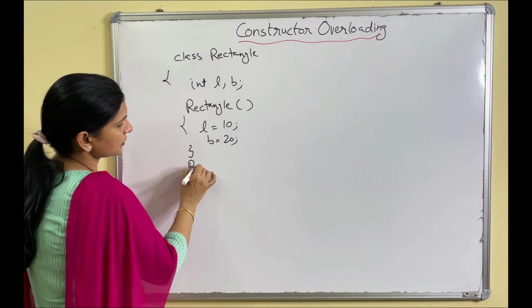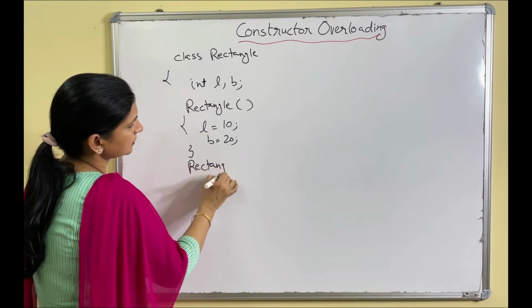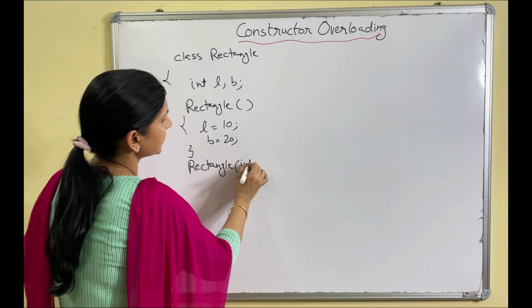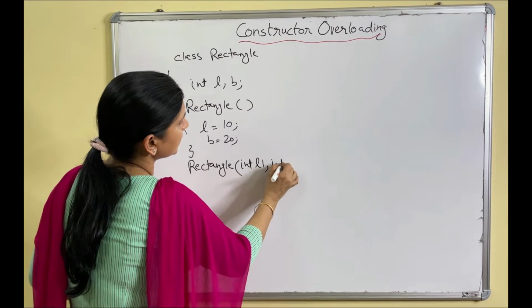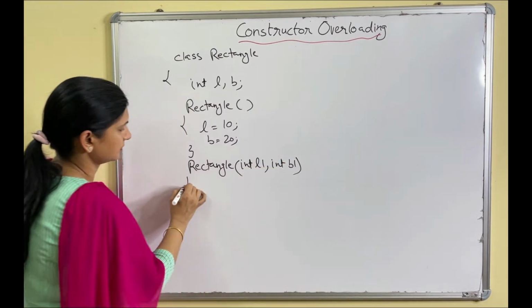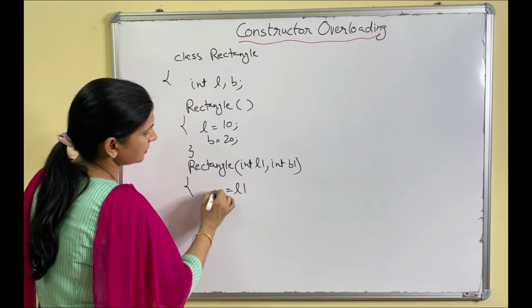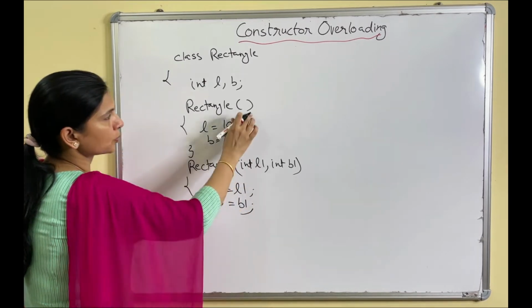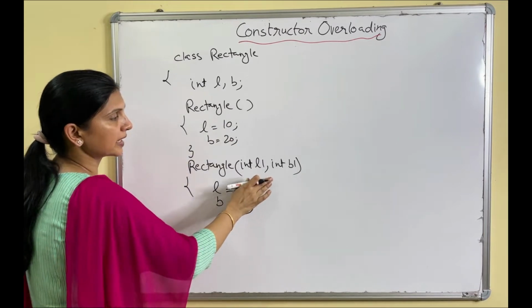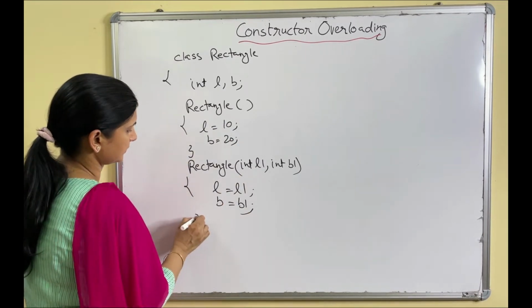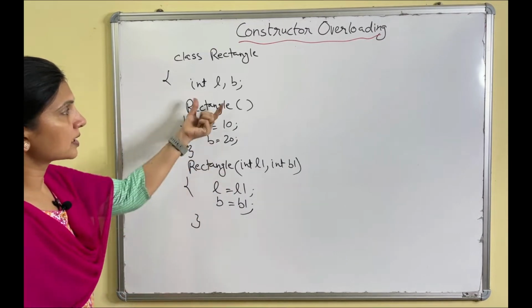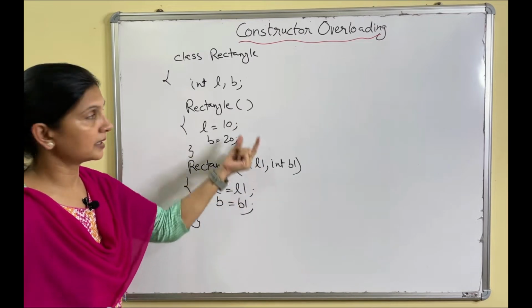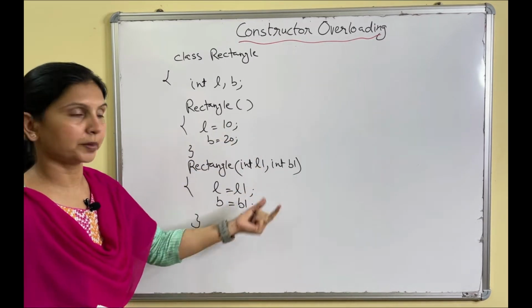One more constructor I will take, but with parameters, and as parameters here I am taking int L1, int B1. L1 will be assigned into L and B1 will be assigned into B. So one is non-parameterized, and in this we have passed two parameters. So this is also constructor overloading. Constructor name is the same but with a different parameter list. Here no parameter and here two parameters.